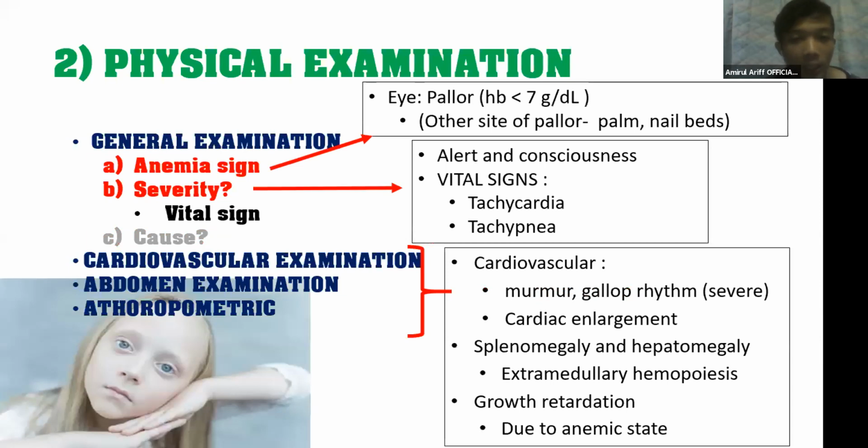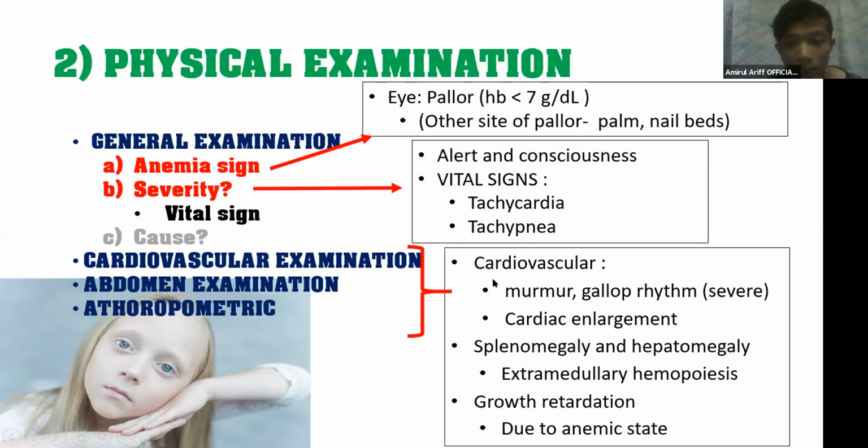For example, in general examination, for the anemia sign, you can see the pallor in the eye, and usually the sign will appear if the HB is less than 7 gram per deciliter. Other sites of pallor that we can look for are the palm and also the nail bed. For severity, we can assess the patient's alertness, consciousness, and the vital signs, where the patient might appear tachycardic and also tachypneic in severe anemia.